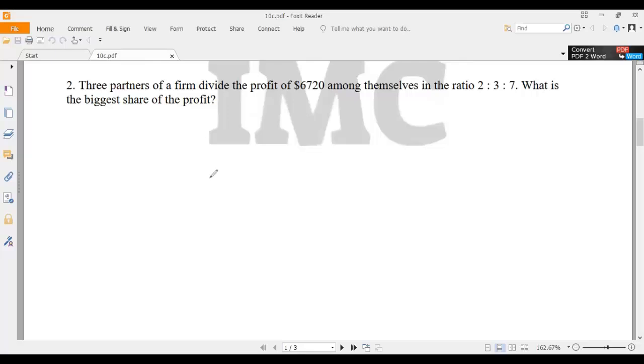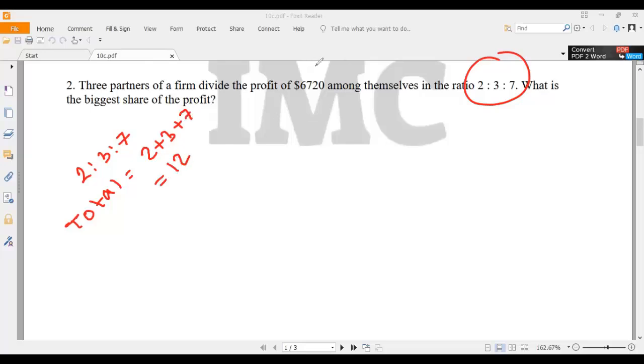Now, question number 2. Question number 2 says, three partners of a firm divide the profit of $6,720 among themselves in the ratio 2 is to 3 is to 7. So, the ratio is very important. What is the ratio? 2 is to 3 is to 7. Then we can say what is the total share? Total share will be 2 plus 3 plus 7. That will be 12. That means we need to divide this 6,720 in 12 parts.